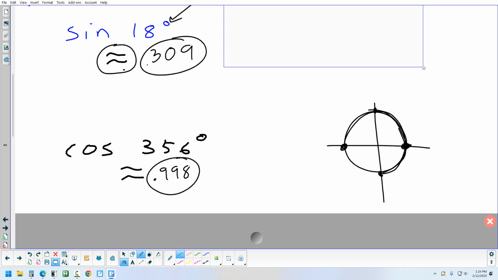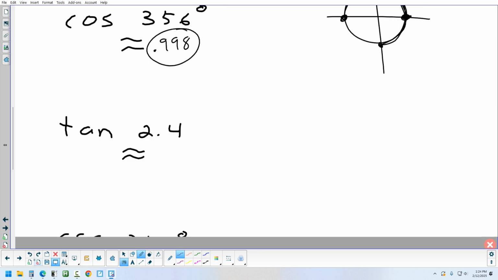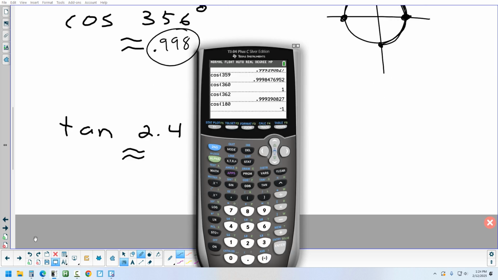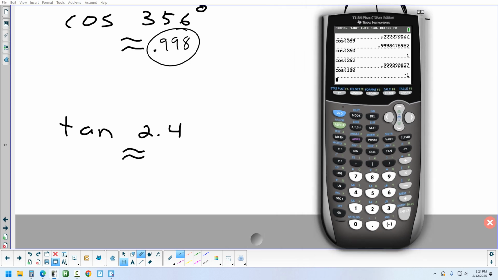All right. Let's try tangent. Anyone think they could tell me how I'm going to do that one? Yeah? You change your calculator to radians and then type in tangent 2.4. How do we know to change it? There's no degree symbol. So if you don't see that degree symbol, change it to radians, type it in. And if you're trying it, you should have gotten negative 0.916.